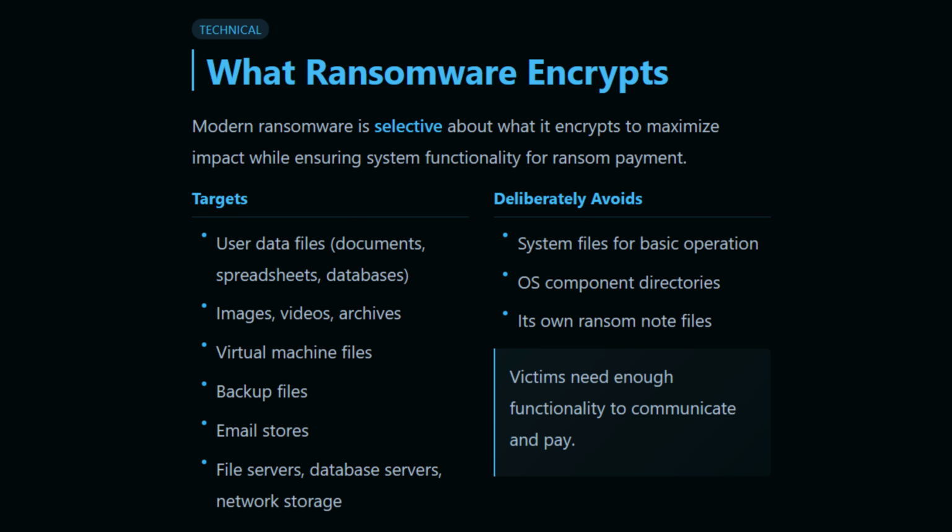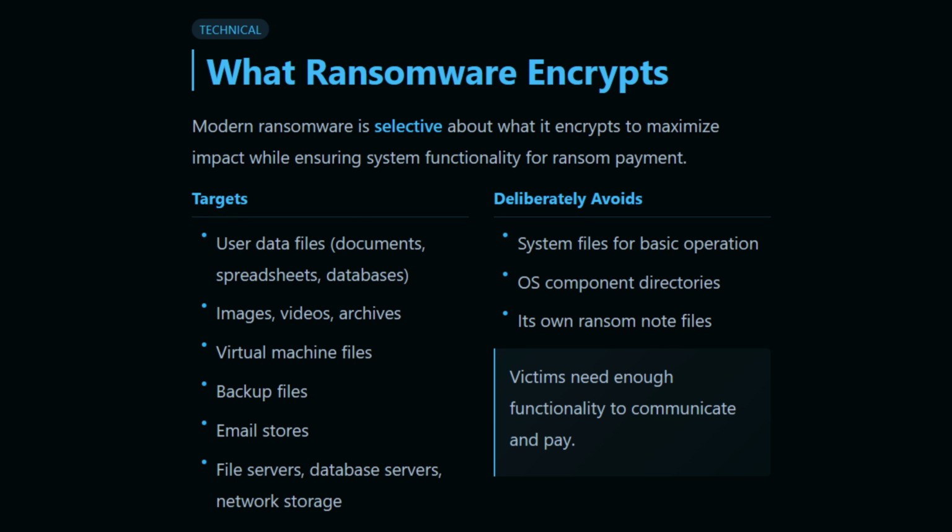Modern ransomware uses strong encryption that is mathematically unbreakable without the decryption key. Common algorithms include AES, Advanced Encryption Standard, with 256-bit keys, and RSA, with 2048 or 4096-bit keys. These are the same encryption standards used to protect legitimate sensitive data. The encryption happens in two stages.